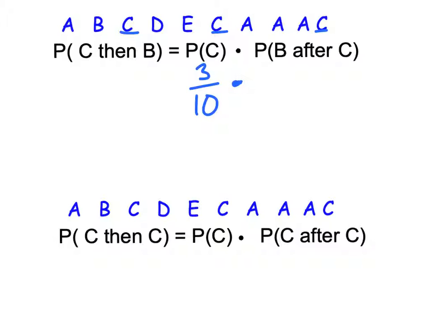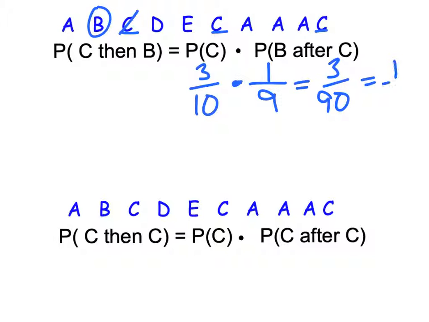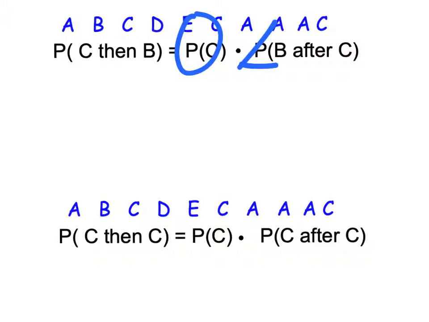The probability of picking B after that, by not replacing my 1 C that I picked, you have now 9 options for an outcome. And we only have 1 letter B. So then when you multiply that, you're going to get 3 out of 90, which can be reduced to 1 out of 30. You try this second example. Pause the video.